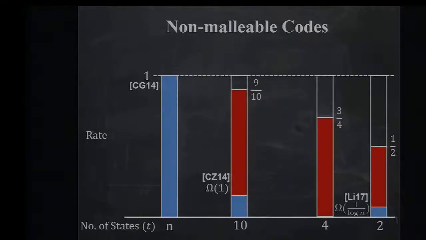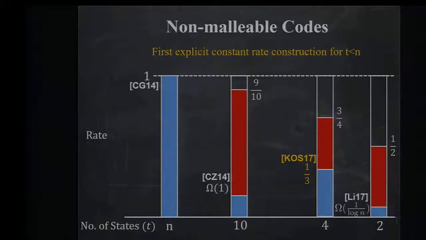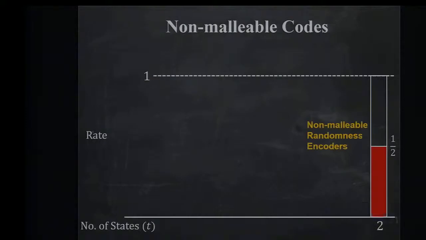Then in TCC, Shruti, Bhavana and I came up with a 1/3 rate construction for 4 states. And this was the first explicit constant rate construction for t less than n. And there is still a gap.